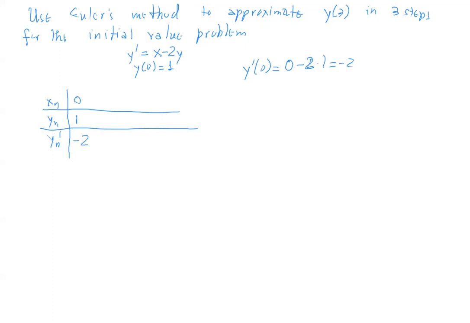Okay, let me pause here and see if you have any questions. So do you all understand how we got x naught, y naught, and y naught prime? So this is, if you like, for n equals 0.